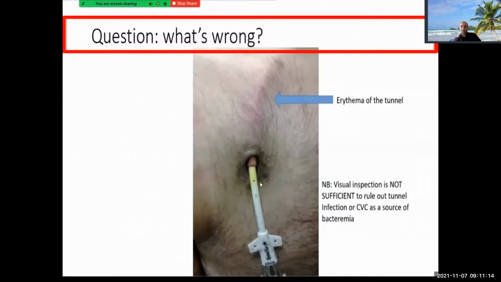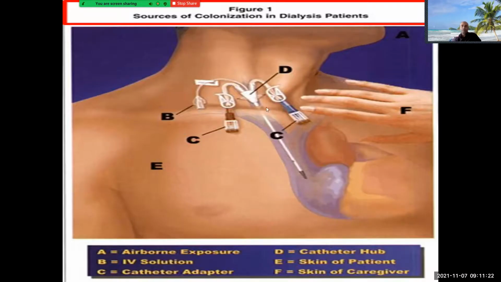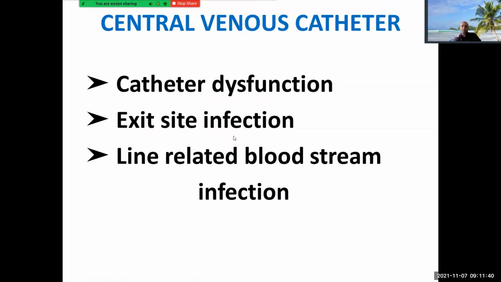You can take an urgent culture. If it's infection with staph or pseudomonas like that, you should remove this line. Otherwise, it is just a source of colonization. Colonization in a dialysis patient has multiple sources, either from this line for saline or from any line here, or from the nurse, or from the skin of the patient, from the dressing, from any part of your catheter.